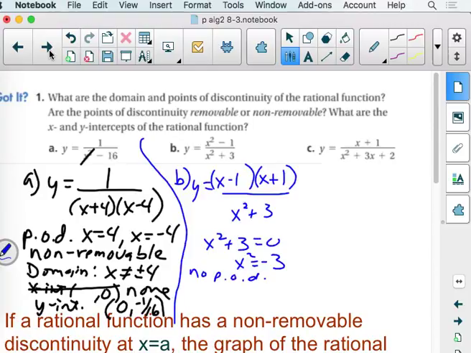And if there's no PODs, those of you that have been rocking the domain, what does that mean about the domain? All reals. We put whatever we want in there. Non-reals? No, I said none. Oh, all reals. We put them all in there. I mean, technically, since it's imaginary, not reals. We're still doing this.